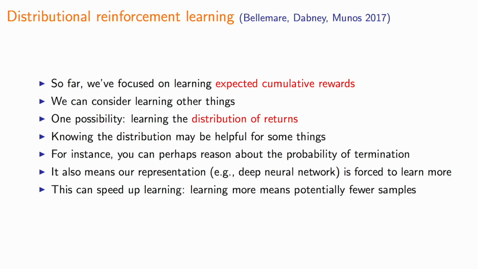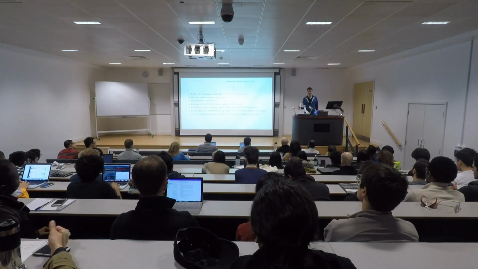But it's still a lot of things that you're trying to learn in addition to the average things, which means, for instance, that your representation might be forced to learn more, which might not necessarily immediately sound like a good thing, but it actually is, especially if the normal signal is quite sparse or low information, which it often is in reinforcement learning. We just have this one scalar signal that we're trying to predict. And then maybe trying to learn more about it just gives you more learning signal to update all of your weights in your deep neural network. So this can speed up learning, because learning more about each sample potentially means you need fewer samples.